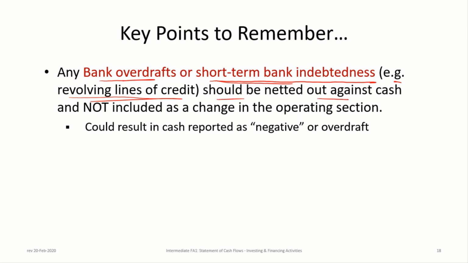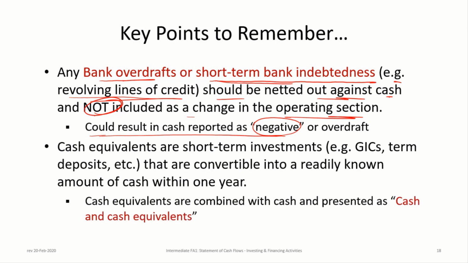What should happen is those amounts should be netted out against cash and not included as a change in the operating activity section. It could result in cash reported as a negative balance, and that's okay, but we don't look at the change in bank overdraft or bank indebtedness.